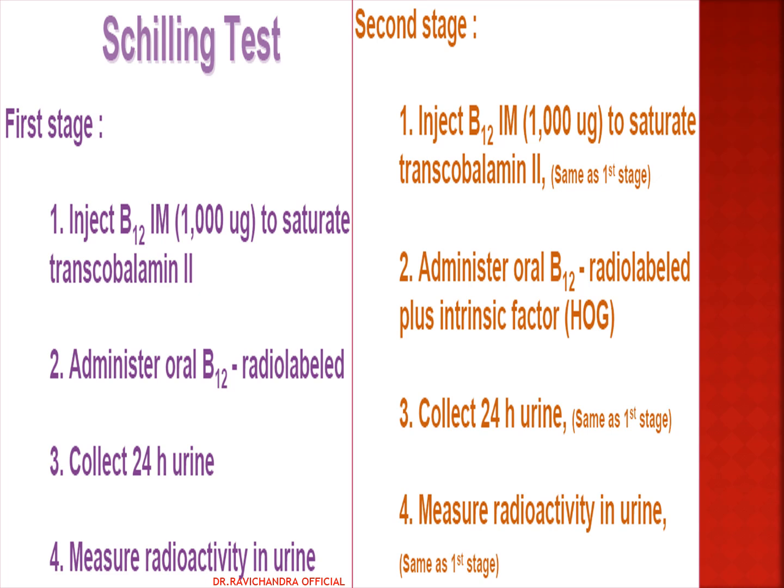Again, in the third stage, you can do it by giving antibiotics, and again the procedure is repeated. If the urine values of B12 are normal, that is 8 to 10%, then you can consider there is a problem in the ileum, or there may be infection in the GIT.